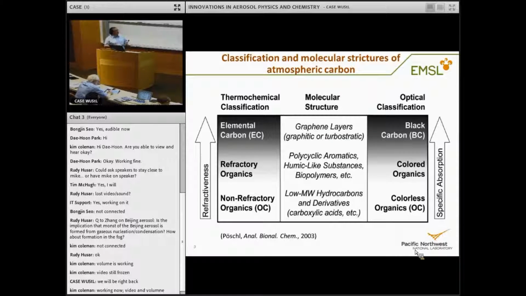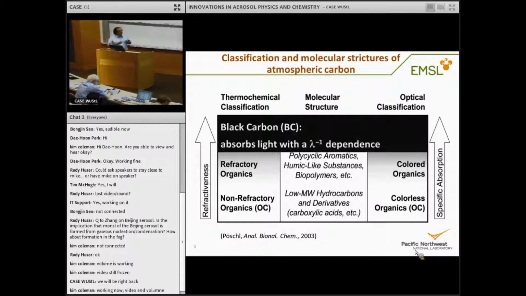black carbon, and this is a major absorber that absorbs light with a lambda to the -1 power dependence. These are the structures that absorb light. Chemically, they're kind of boring. It's soot. This is graphitic layers of carbon, and from a chemical point of view, this is a well-known system, and its properties can be predicted and explained.